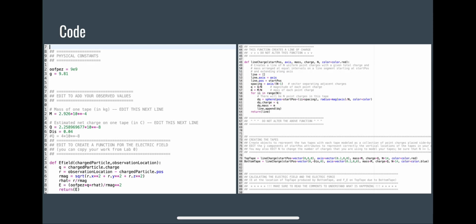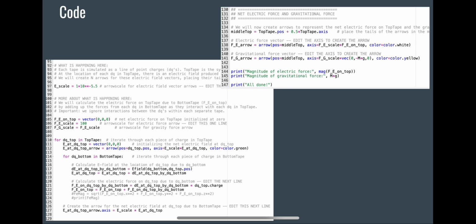For the coding section of this lab, I started off by defining my constants, which were m, which is mass, big Q, which is the charge that we derived from the point charge calculations, and distance in meters. Then I went on to define the electric field equation, starting with defining little q, r, which is just the charged particle position subtracted from the observation location, and from there I could just write the formula for the electric field. Moving on to the image on the right, on lines 79 and 80, I edited some values, so I set the top tape to be at the origin, the bottom tape to be at a y value of negative distance, and for both of them I set their n number to be 14.